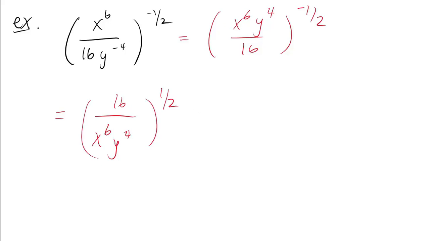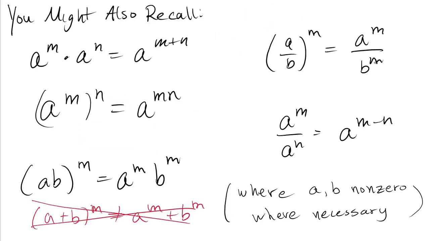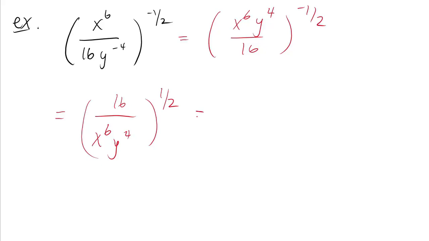Now we have that quotient rule that we didn't use before. That rule says that when you raise a fraction to a power, you raise the numerator to that power and the denominator to that power. And our numerator is a product, so we're going to raise each of those factors to a power. In other words, we're going to consolidate these into a single rule and just raise each and every factor to the 1/2 power.